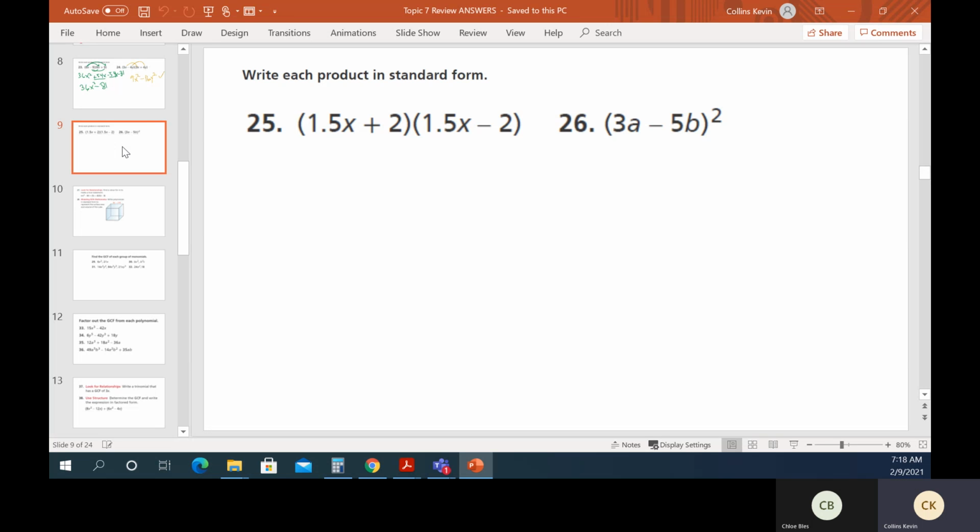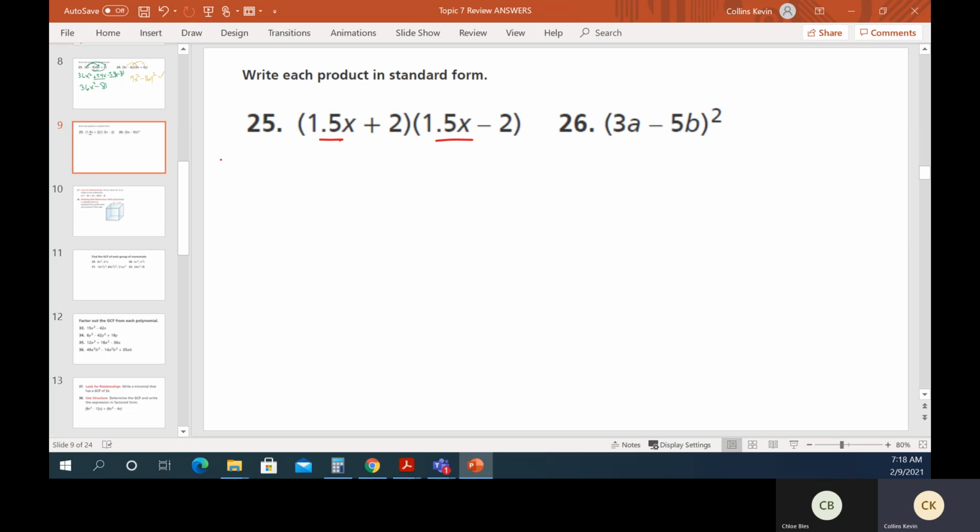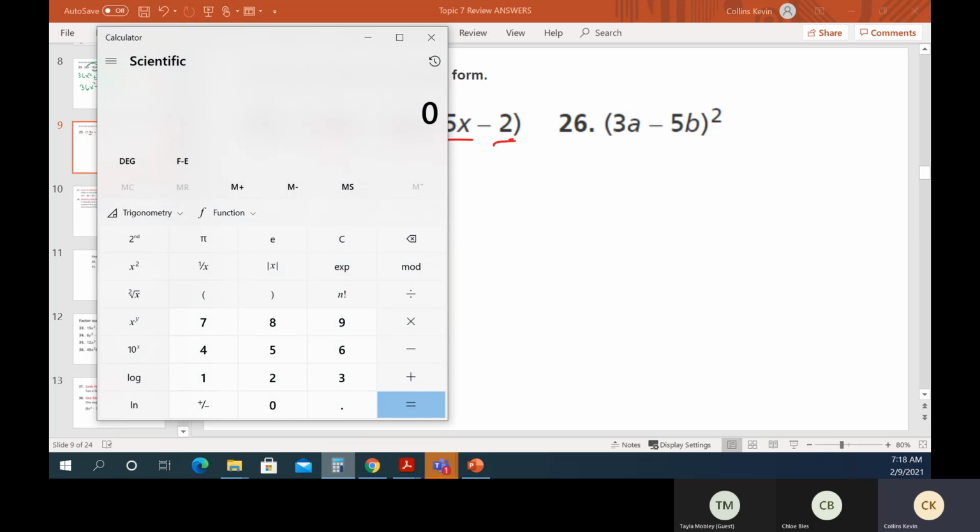So you notice that these two guys are the same, right? And then these two guys are the same. The only difference is we've got a different sign in between them, right? So what that does for us is that will drop out the middle term. Because if you actually FOIL this out, you'll get one positive 3x and one negative 3x. Okay? And those two will drop out. So when you see this setup here, you know you just need to square the first guy. And if you're not sure what 1.5 times 1.5 is, we'll just break out the calculator, right?